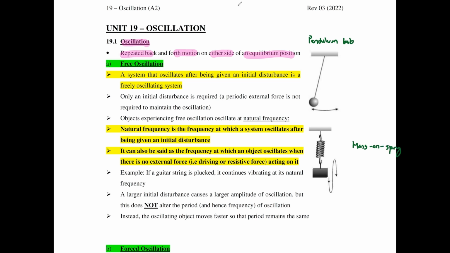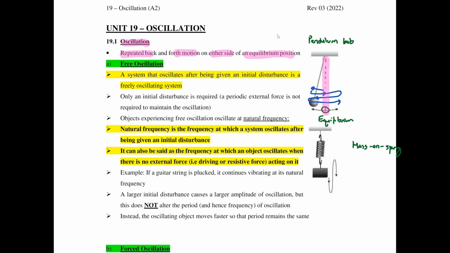Okay, so for a pendulum bob, if you just leave the pendulum bob alone, it will usually be at this position here. This position here is known as your equilibrium position. If you were to somehow displace the pendulum bob towards one side here, and then you were to release it, the pendulum bob will swing back and forth in this manner. This is what we call an oscillation. It is actually doing a repeated back and forth motion about an equilibrium position, which is this position here. Okay, so this is for pendulum bob.